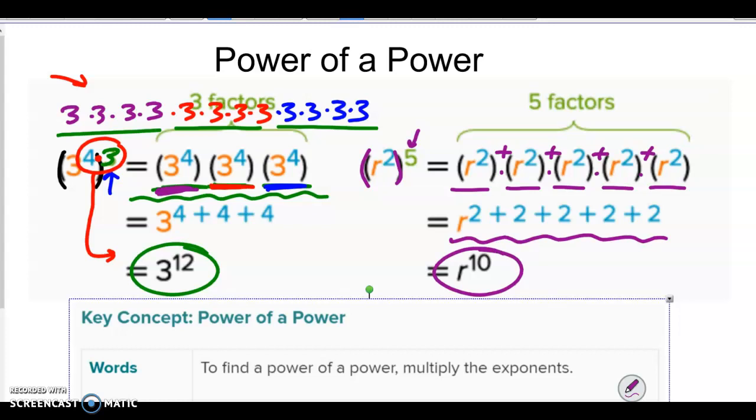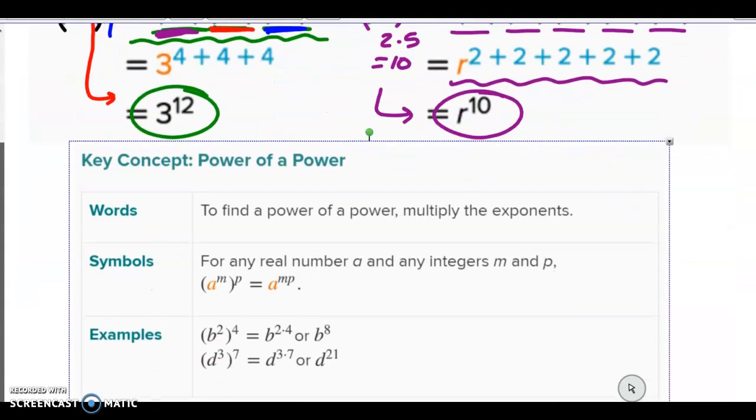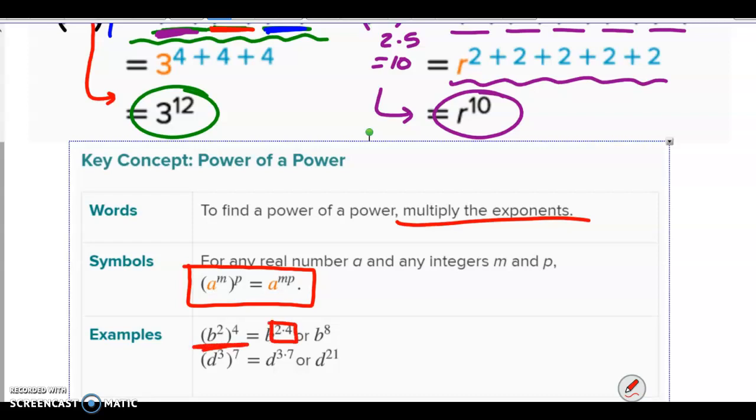You'll still get r to the 10th, but the even shorter, even quicker shortcut to this rule is that when you have a power to a power, so an exponent raised to another exponent, you're just taking 2 times 5, you multiply those two exponents, and you'll end up with your new exponent, in this case, of 10. Okay? So here for that rule, a to the m all raised to the p is going to be a to the m times p. Okay? Multiply the exponents. So b squared to the fourth power, I just take 2 times 4, and I'm going to end up with b to the 8th.